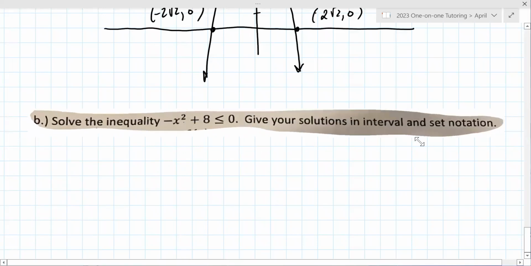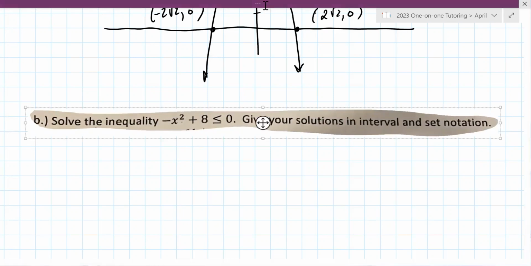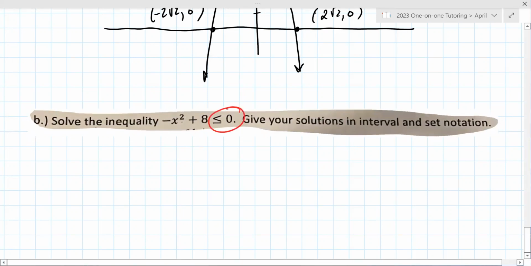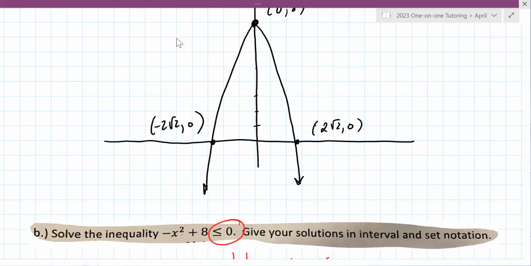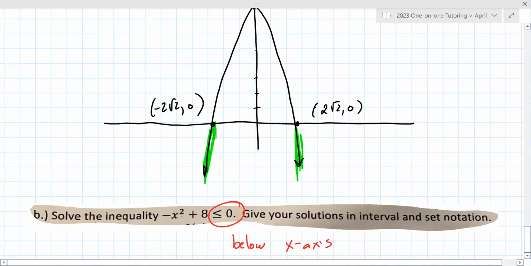All right, so now we're looking at where the graph is less than or equal to 0. Less than or equal to 0 means below the x-axis, or below the water. Right there, where the green is. It's going to be left of this number, minus 2 square root of 2, and then right of that number.